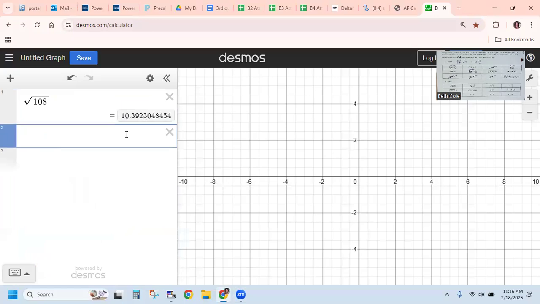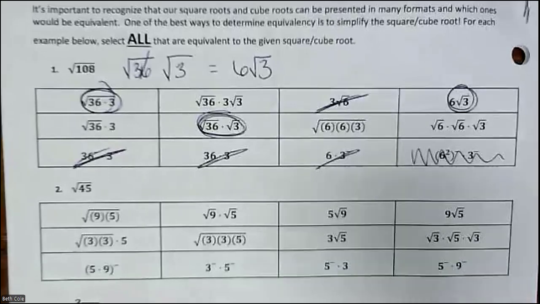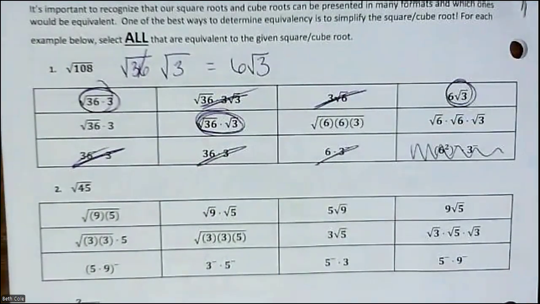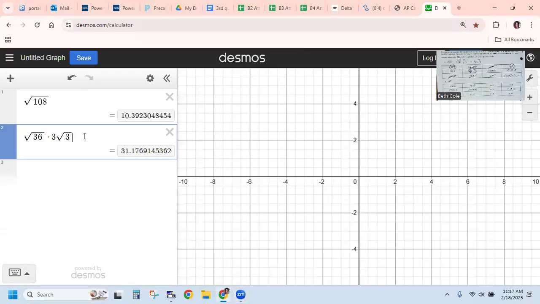Okay. What's one that we didn't do yet? Square root 36 times 3 square root 3. Did it come out to the same thing? No. So it's not that one. You can just type them one at a time and check it. So here, let me share my screen again. What's another one we didn't do yet? Square root of 36 times 3. Did that come out to the same thing? No, scratch it out. What's another one we didn't do yet? Square root of 6 times 6 times 3. Oh, looky at that. Do you see how that came out to the same thing? Whoa. All right, so we want that one.